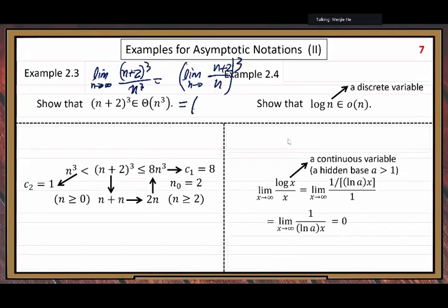After we get this 0 limit, let's write another step. Because we know when n approaches infinity, we can take consecutive integers. So we have this limit 0. Then we can make the conclusion, right? The log function is in little o of n. All right. That's our third example. Example number 4.